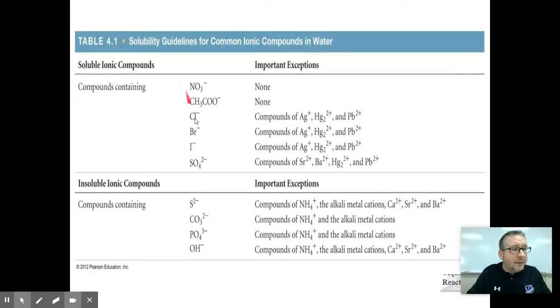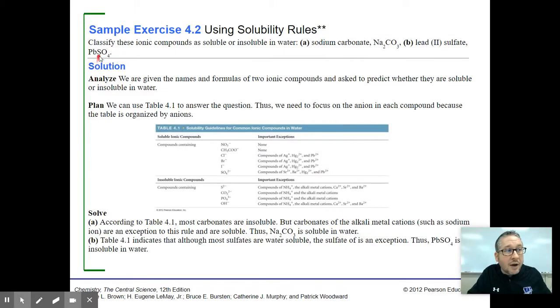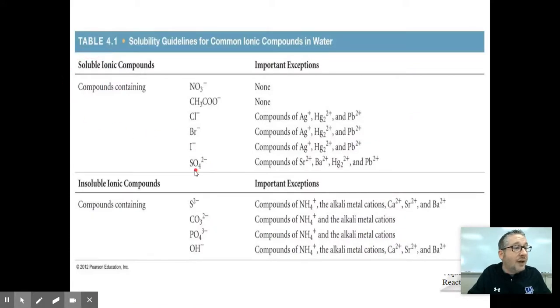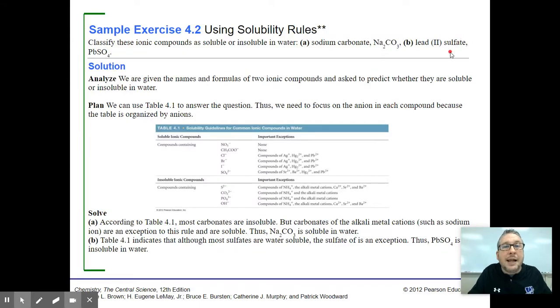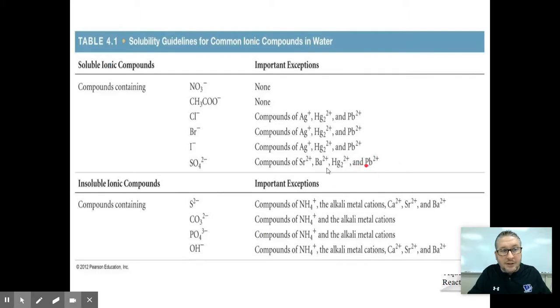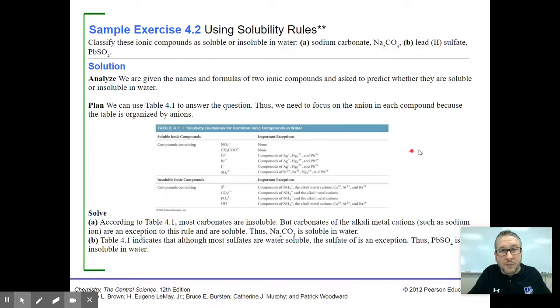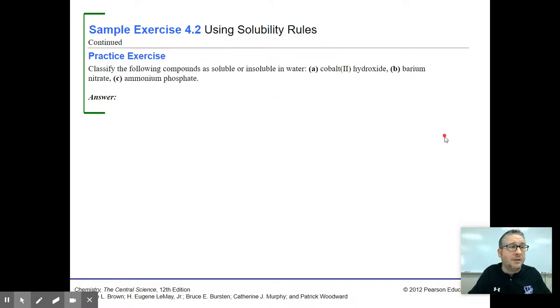Lead-2 sulfate. The lead-2 is very important. So let's find sulfate. That's our first thing to look at. Sulfate is in the portion where it is typically soluble. But we see here that an exception to making it soluble is when it's lead-2. So since sulfate is bonded to lead-2, it becomes insoluble. So lead-2 makes sulfate insoluble. Let's look at another example.